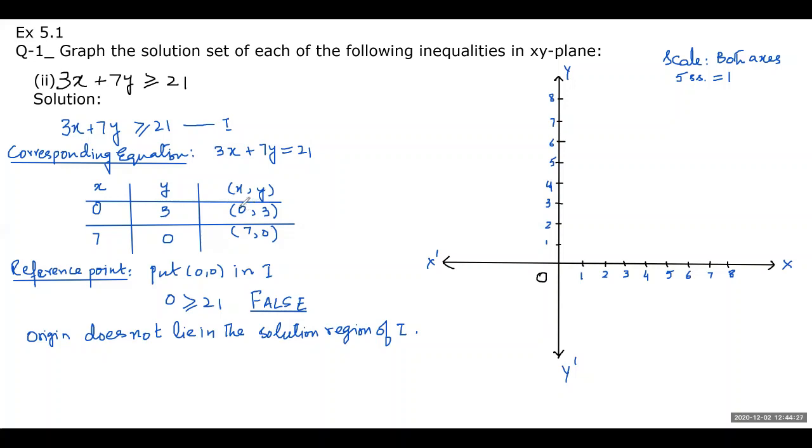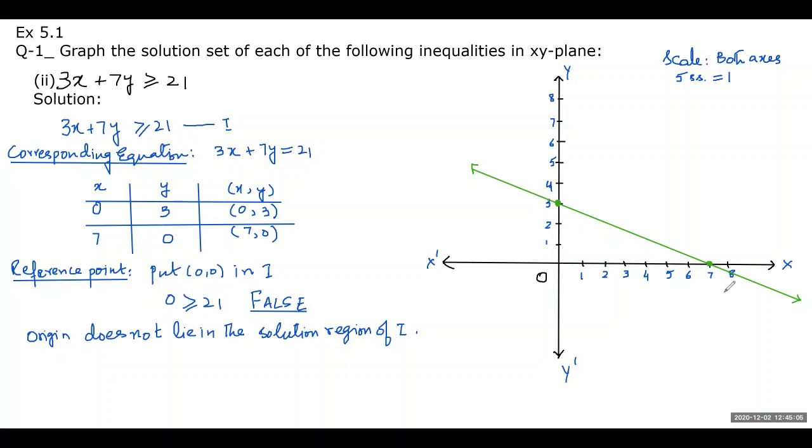What will be this line? You can see one point is (0, 3). X is 0, y equals 3. This becomes my first point. And then x equals 7, y equals 0. This becomes the second point. And now take your ruler and join these 2 points with the help of a straight line, and you will get this. Now put arrowheads on it and write the equation on it.